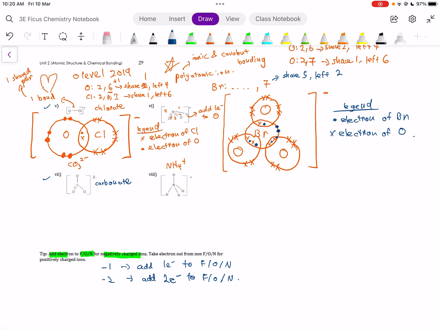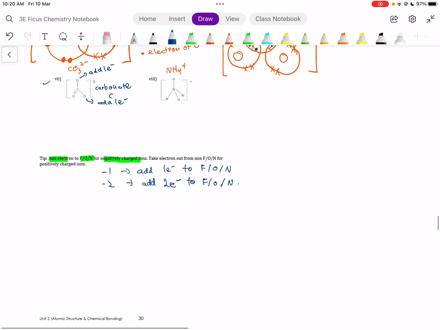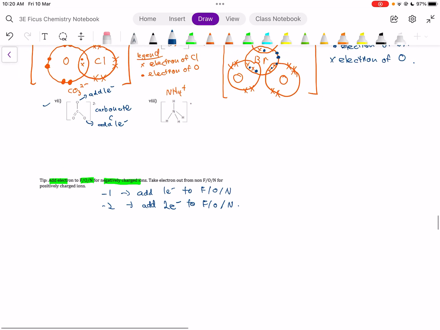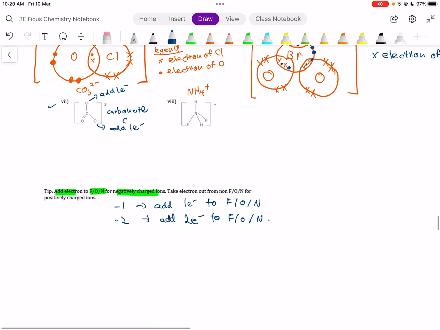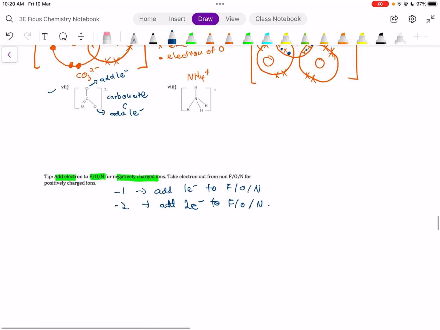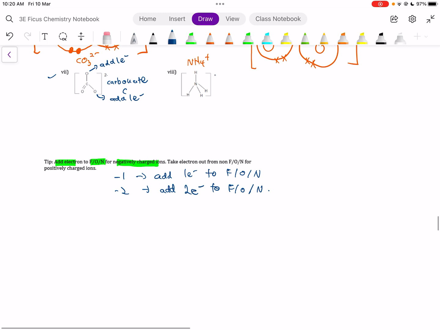Okay, so carbonate in this case, let's see. You have 2 minus, so you add 1 electron to this one. These two add 1 electron, then this one also adds 1 electron. Okay, a bit running out of space. So maybe I draw at the bottom. Somehow not enough space to draw over here. Okay, perhaps there's more space on your paper itself.